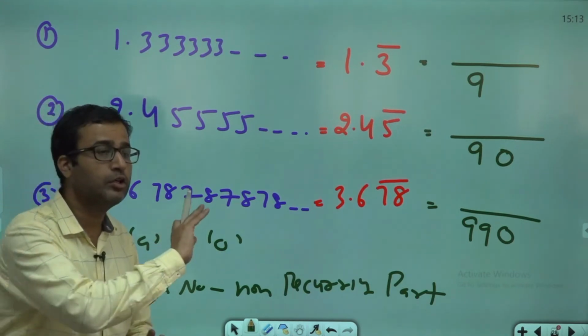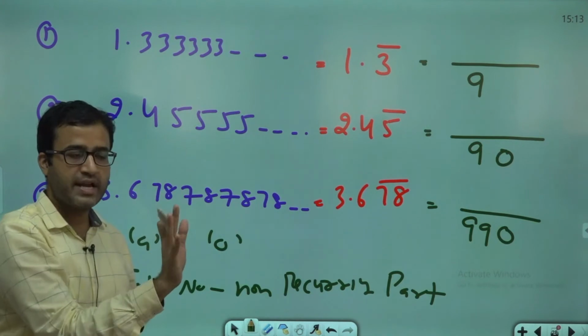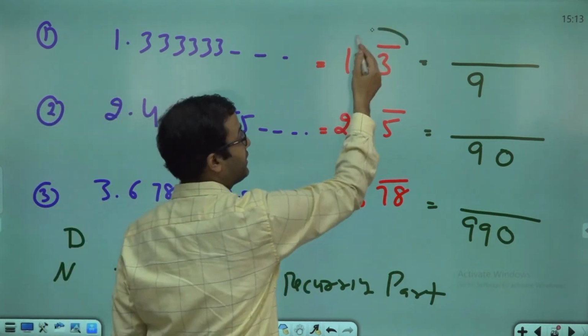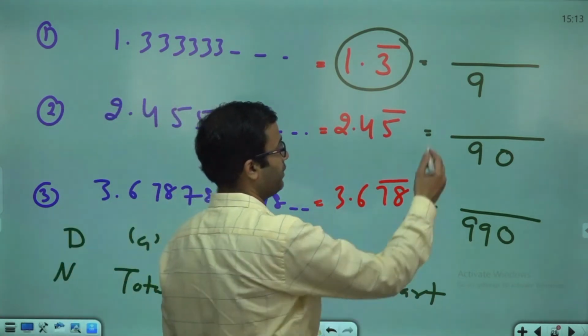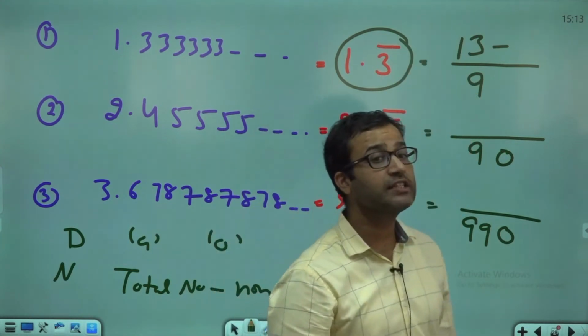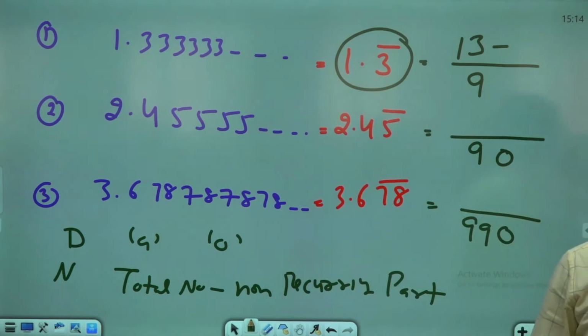Total number include both, पूरा, डेसिमल से लेना देना नहीं है. Total number is this 13. What is non-recurring here? 1. Non-recurring can be before decimal, can be after decimal. Non-recurring कुछ भी हो सकता है.